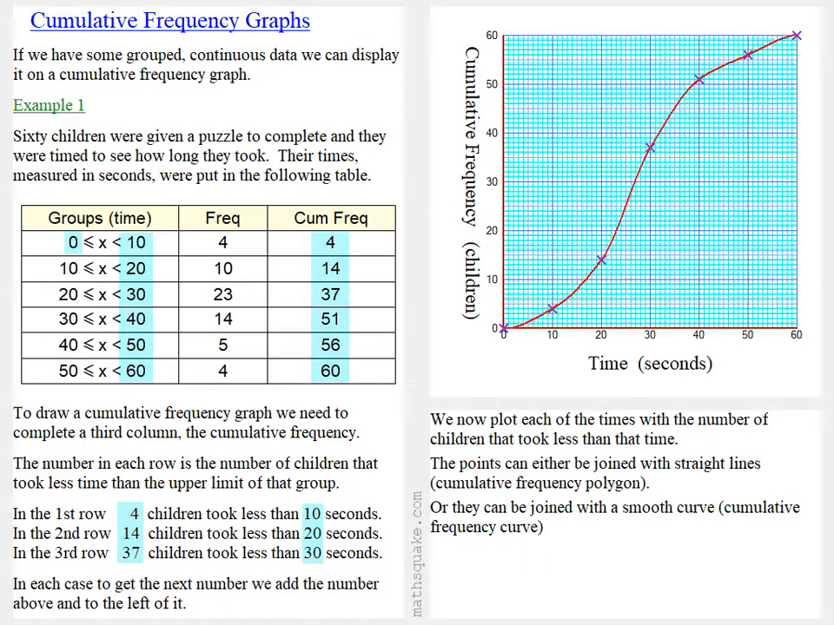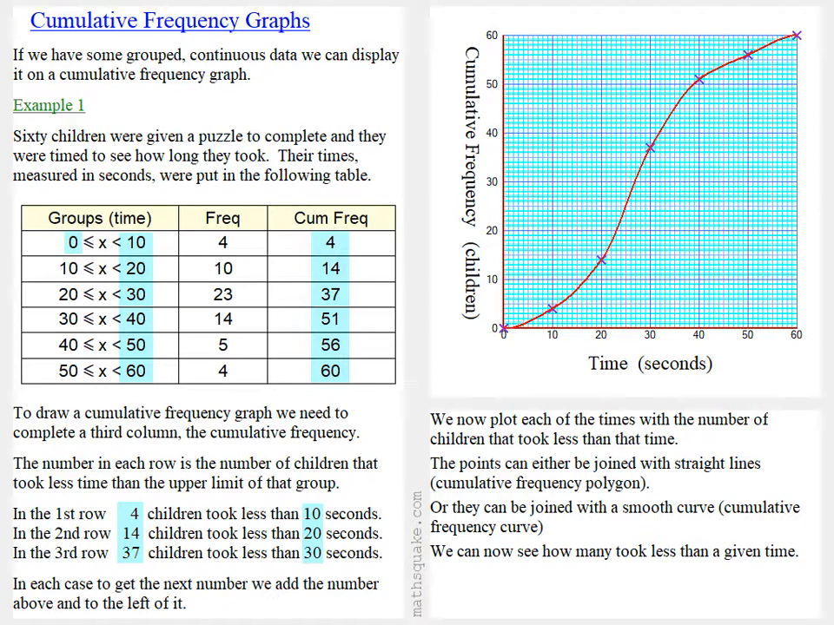If you're specifically asked to draw a cumulative frequency polygon, then you should use straight lines. If you're specifically asked to draw a cumulative frequency curve, then you should draw it as a curve. But if you're asked to draw a cumulative frequency graph, you can choose whichever you prefer. It's probably easier to draw it with straight lines, because using a ruler it looks much neater. Drawing it with a curve is harder because you have to draw it freehand.